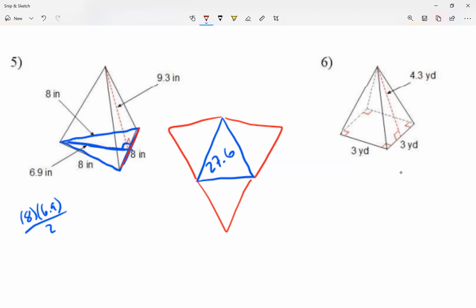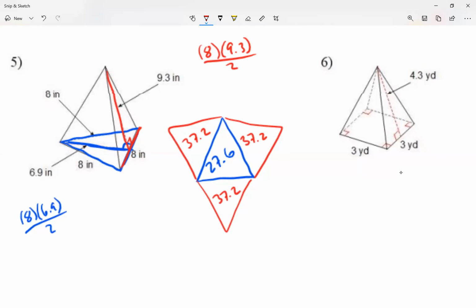And for these triangles, the 90-degree angle is made by 8 and 9.3. You guys see the 90-degree angle there. For the triangle, I'm going to go 8 times 9.3 divided by 2. According to my calculator, that's 37.2. So each of my triangles is 37.2.